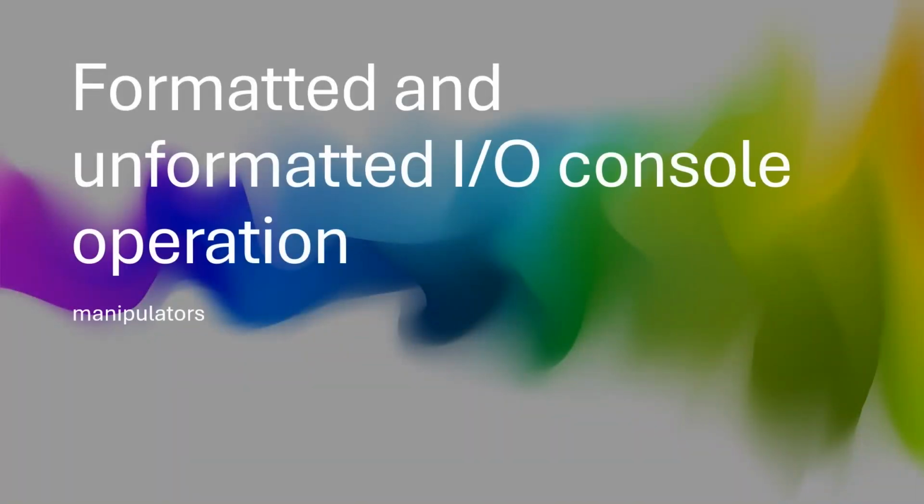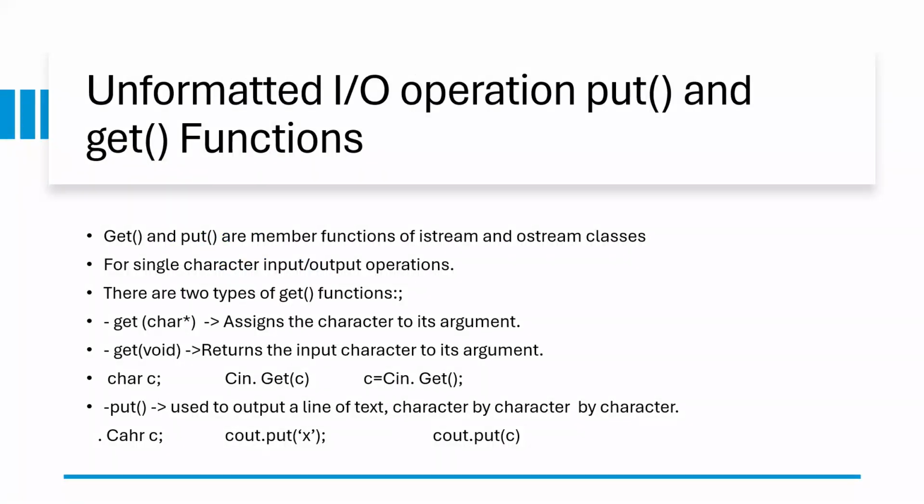Now we are going to discuss the topic of formatted and unformatted IO console operations and the manipulators. Before this video we discussed console IO, input and output operations. Now we are going to discuss formatted and unformatted IO. First, unformatted IO operations: the put and get functions.